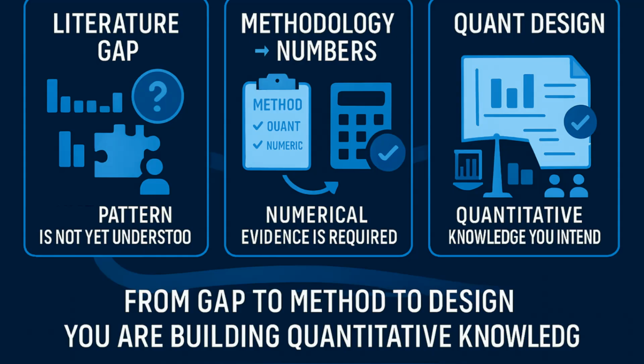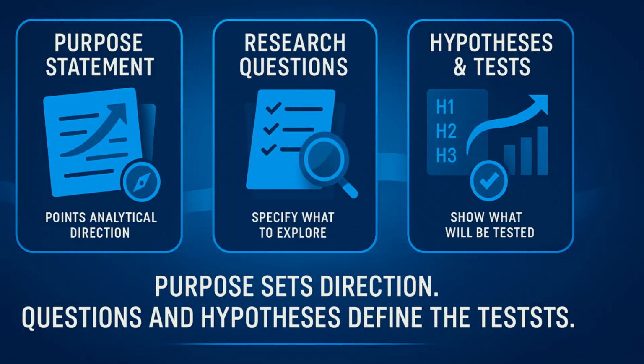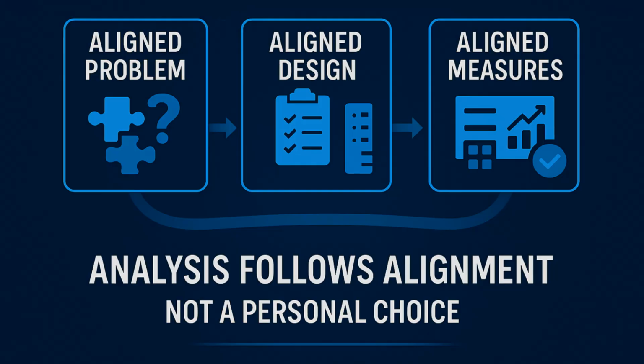Your methodology has confirmed that numerical evidence is required. Your design has shaped the kind of quantitative knowledge you intend to produce. Your purpose statement has pointed toward the analytical direction of the study. Your research questions and hypotheses have told the reader exactly what will be tested. When all of these pieces are aligned, the statistical analysis is no longer a personal preference. It is the only logical outcome of the study you have already designed.